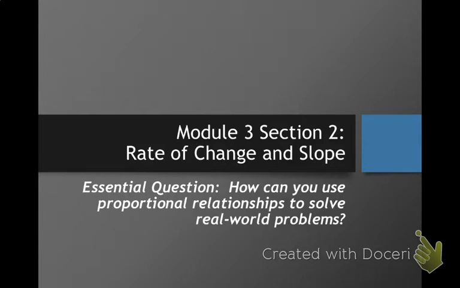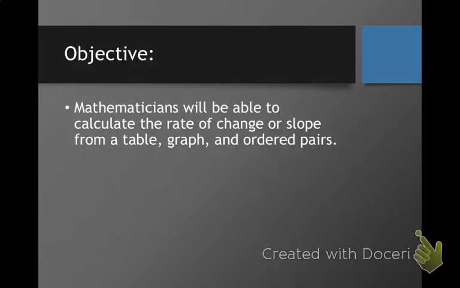We are looking at rate of change and slope and still looking at the same essential question: how can we use proportional relationships to solve real world problems? So as we get started on that today, please make sure that you have your notes page ready to go, as there are blanks and things to fill in along the way. Once again, make sure you are filling in those notes because I will be checking them later on today.